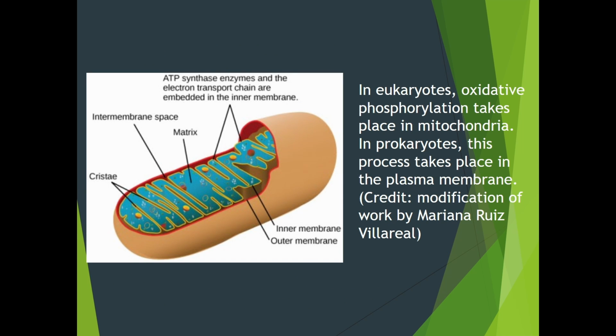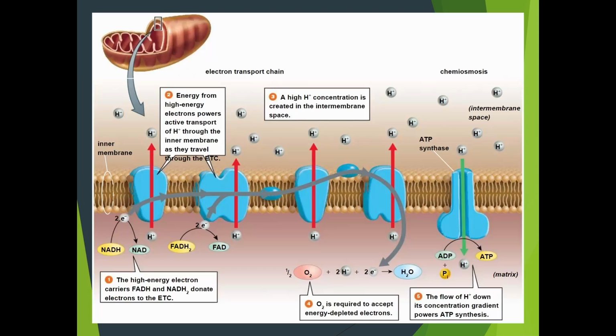In eukaryotes, the oxidative phosphorylation process that includes the electron transport chain and chemiosmosis takes place in the mitochondria, whereas in prokaryotes that don't have mitochondria, this takes place in the plasma membrane. So there are a couple of different locations for where these processes take place.